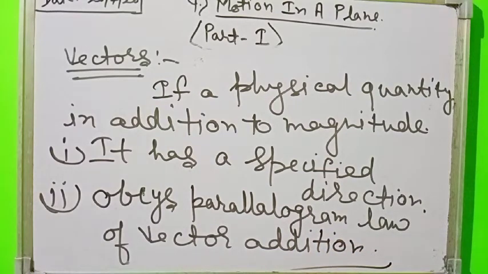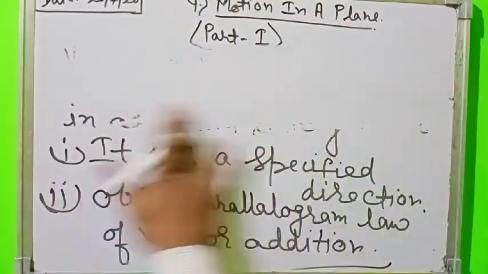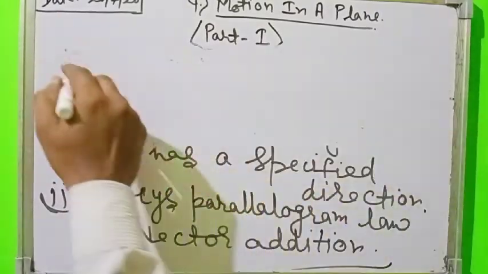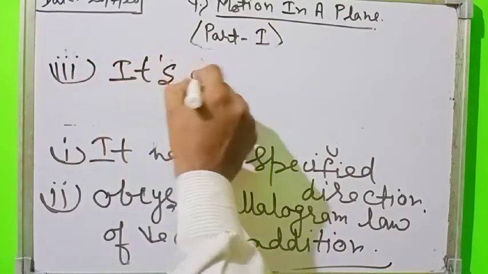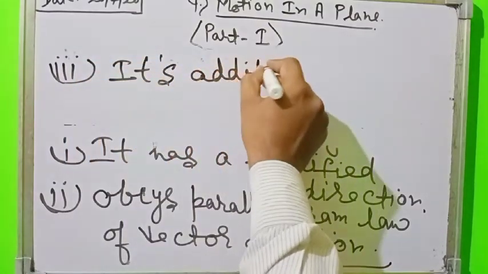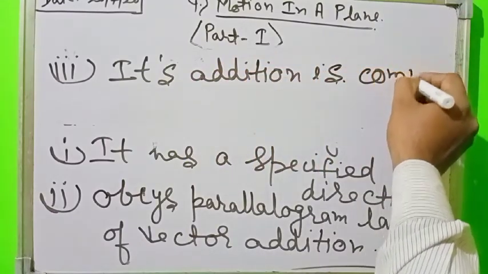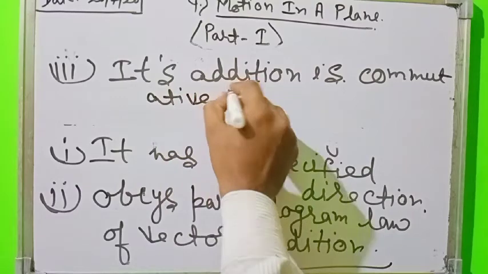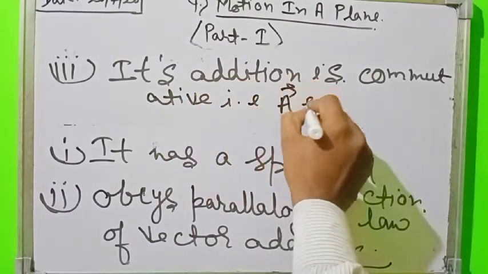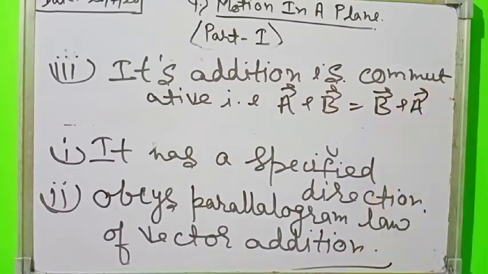It obeys the parallelogram law of vector addition. And third, its addition is commutative, that is, vector A plus vector B is equal to vector B plus vector A.